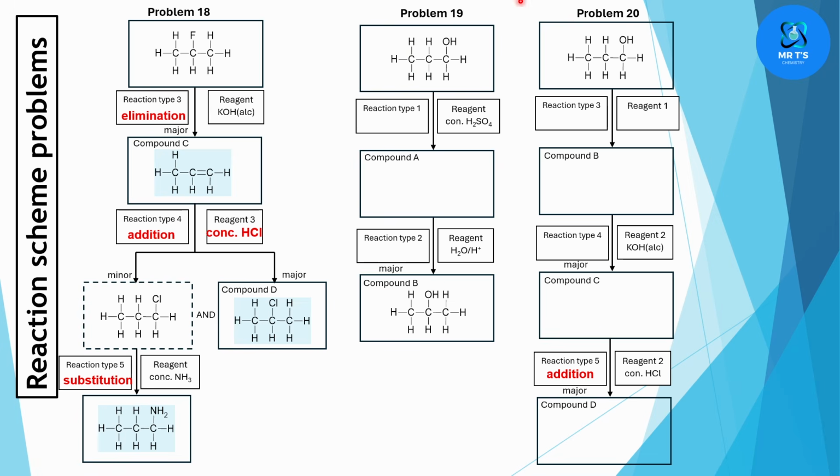Okay, so what about reaction scheme 19? We are starting with an alcohol, propan-1-ol. We're adding concentrated sulfuric acid. If we remember, that removes water from the molecule. It removes an OH from this carbon at the end here, and a hydrogen from an adjacent carbon. This is going to be an elimination reaction, and we are going to form propene.